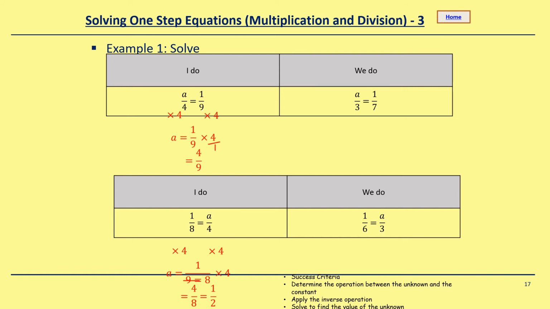Okay, hopefully you've done the two questions. You should have got multiplied by 3. So A equals 3 over 7. Okay, that should say 1 over 7 times 3, not 1 over 9. So A equals 3 over 7. And this one, multiply both sides by 3. 1 over 6 times 3 is 3 over 6, which is a half. So the answer to that is A equals a half.